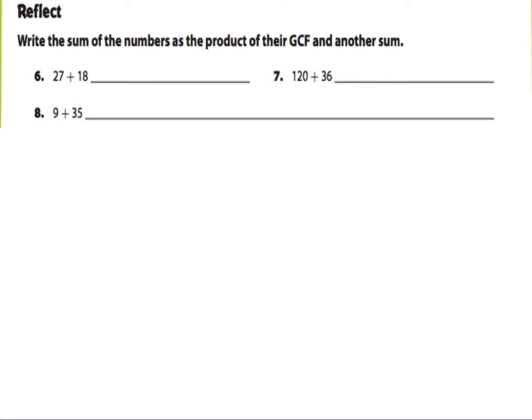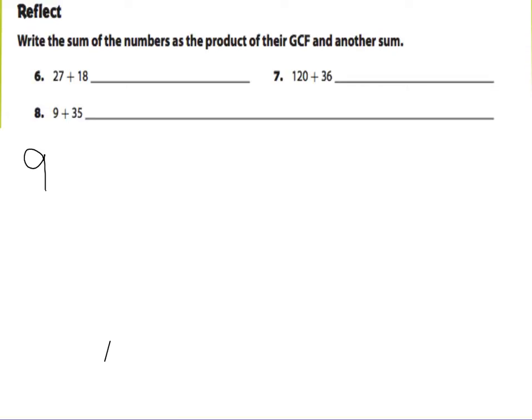So let's take a look at the reflection problems. So you have 27 plus 18. The first thing that you want to do is find the GCF. Okay, and in an effort to save us some time, I'm just going to tell you the GCF in this case. So the GCF for these two is 9.